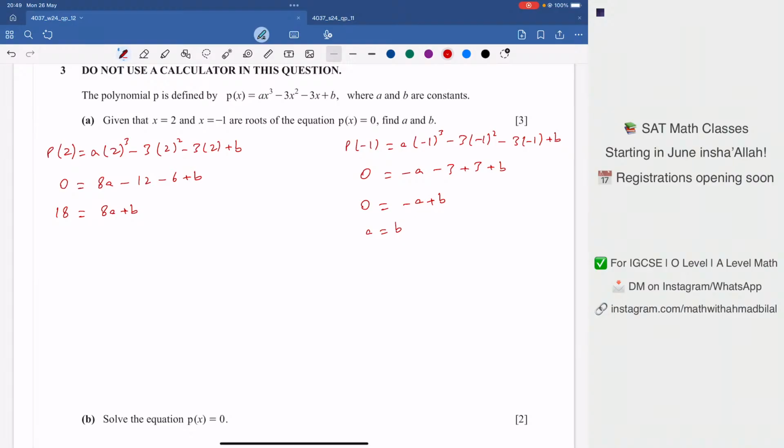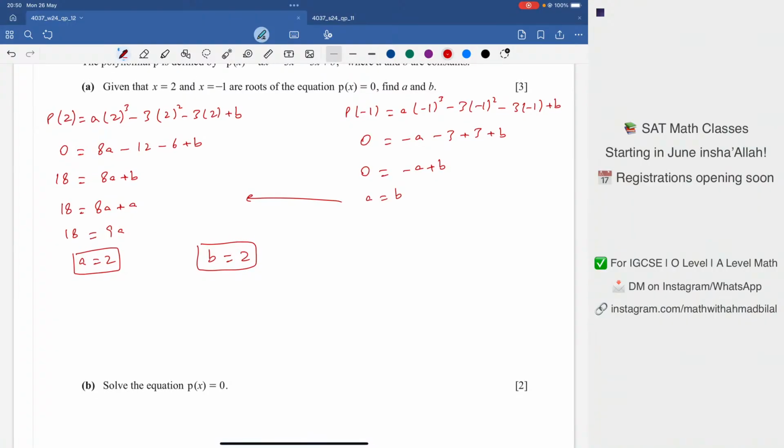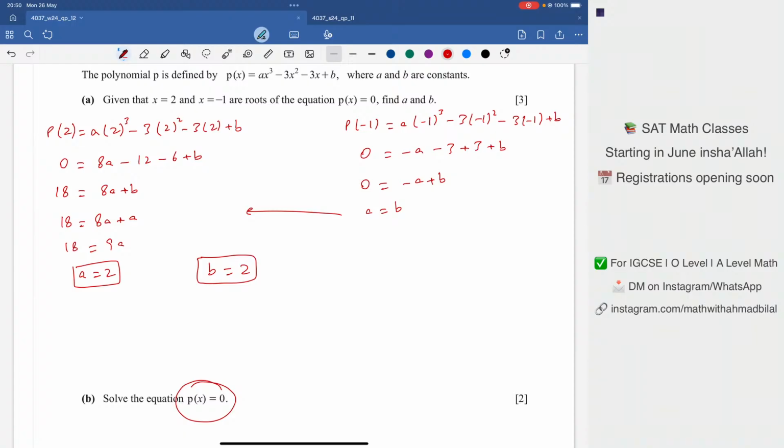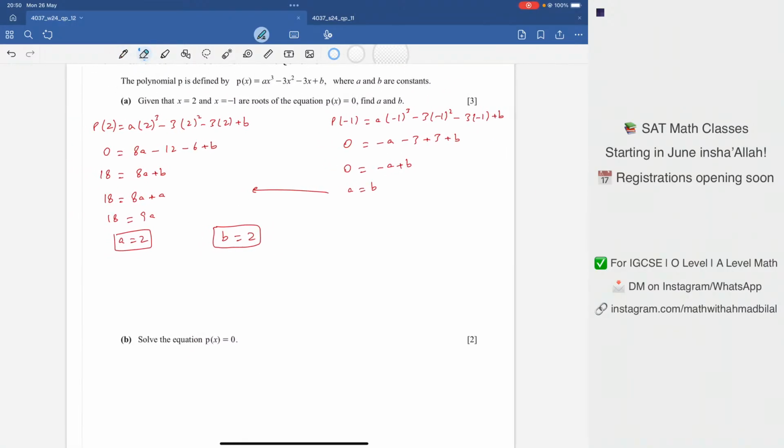Now, we could just input that in the other equation. 18 equals 8a plus a. 9a equals 18. The value of a turns out to be 2. If a is 2, then b is also supposed to be 2 because a and b are equal to each other. All right, so a equals 2 and b equals 2. That's the first part. We've done that. Now for the second part. Now it says solve this equation p of x equal to 0. All right, so how do we solve this equation now?